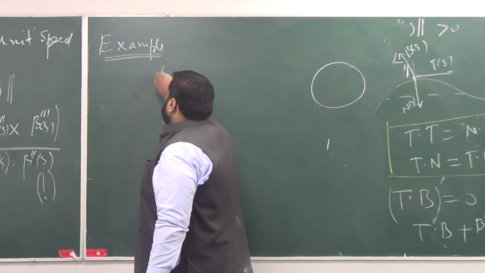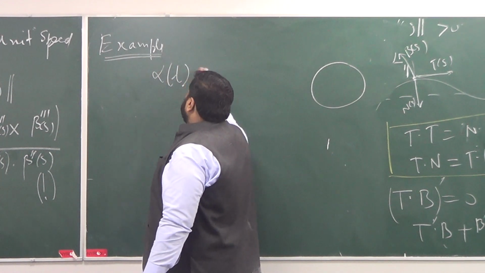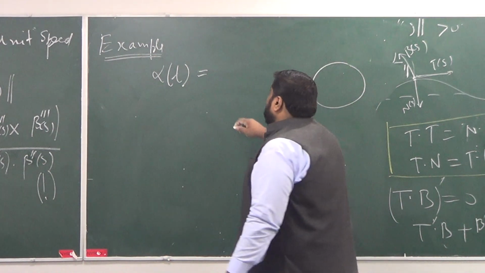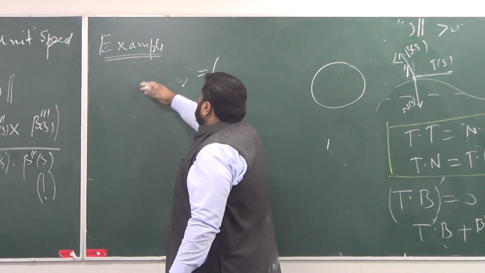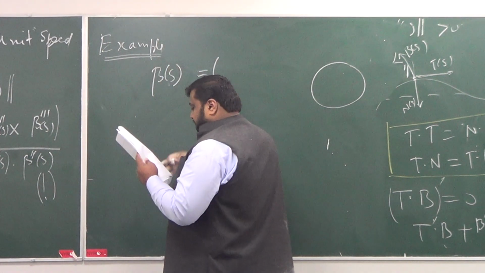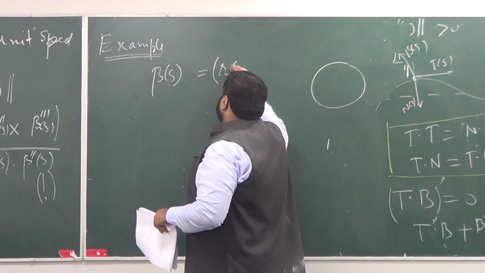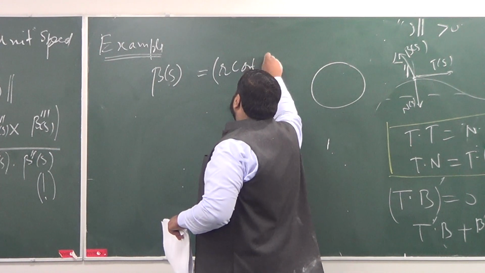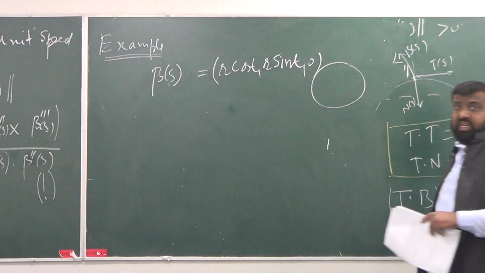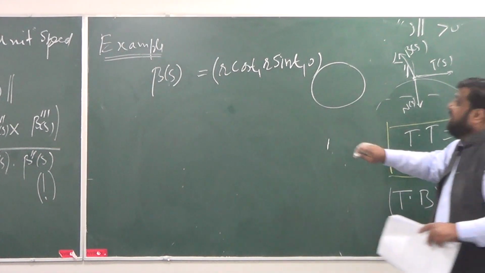So imagine, obviously it is a plane curve, so imagine it's embedded in the xy plane. So how is it going to look? The beta of s is going to look like r cos t, r sin t, and 0. So it's going to be something like that. Sorry, S.